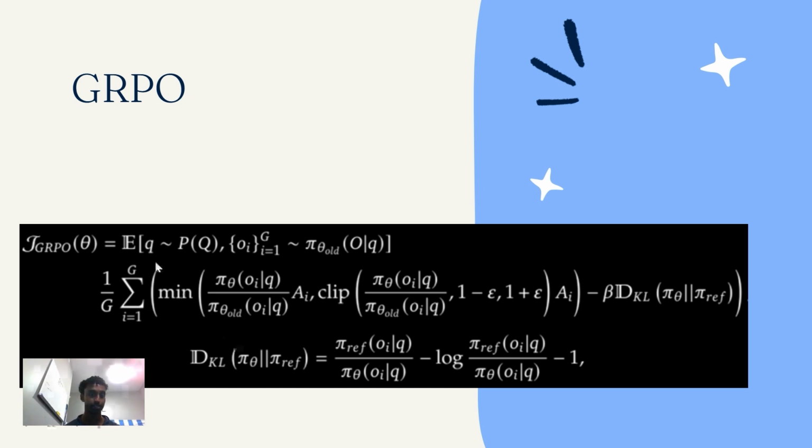We notice that first we have 1 over G times the sum from i equals 1 to G. So we're just taking the average over our G responses. This term right here is identical or nearly identical to what we had in PPO, where we're taking the minimum of the ratio of the current policy we're training for a given output over the baseline model, times the advantage. And we're doing the same clipping, 1 minus epsilon, 1 plus epsilon.